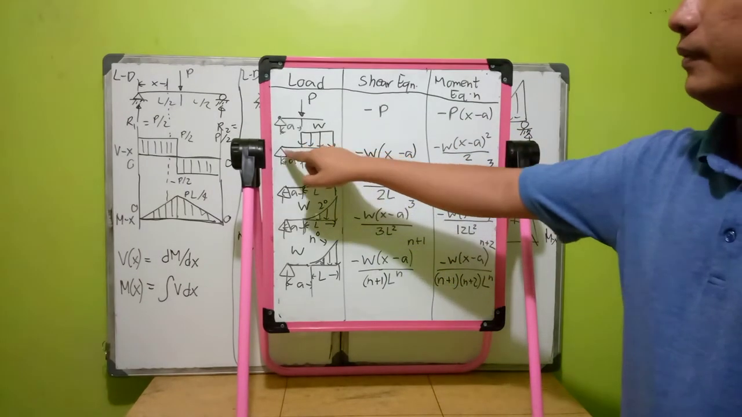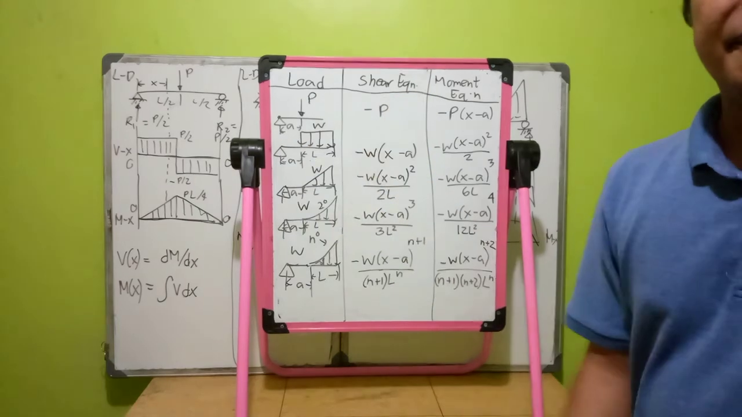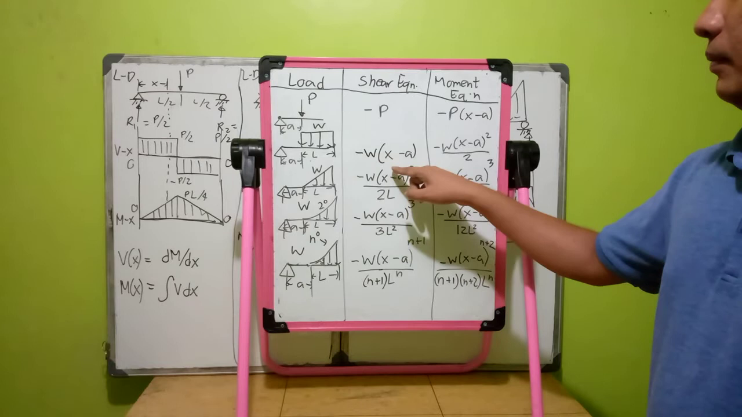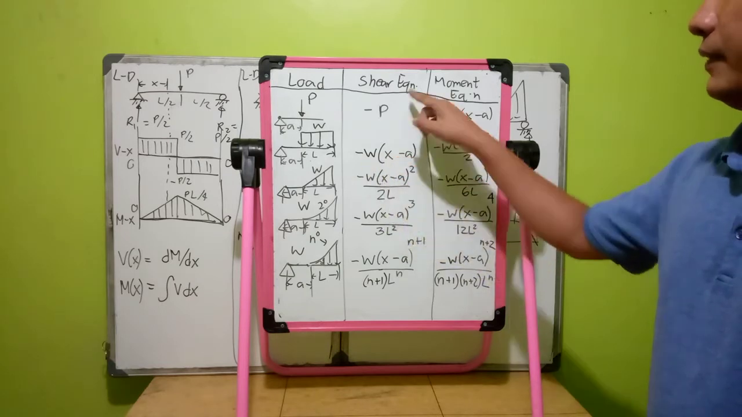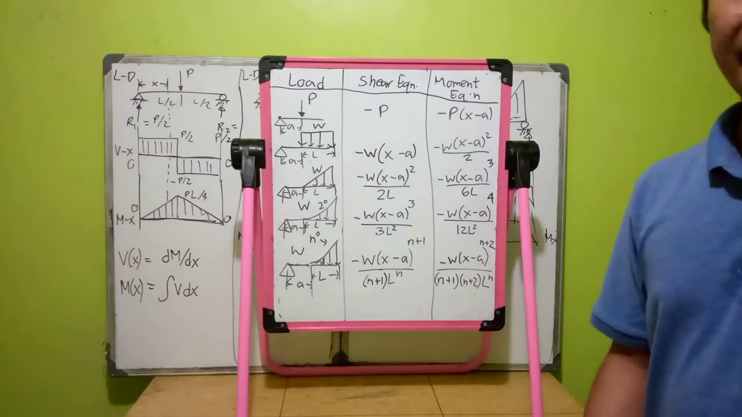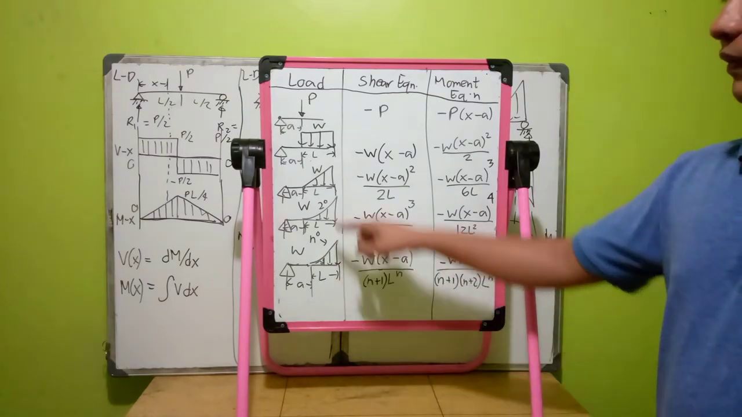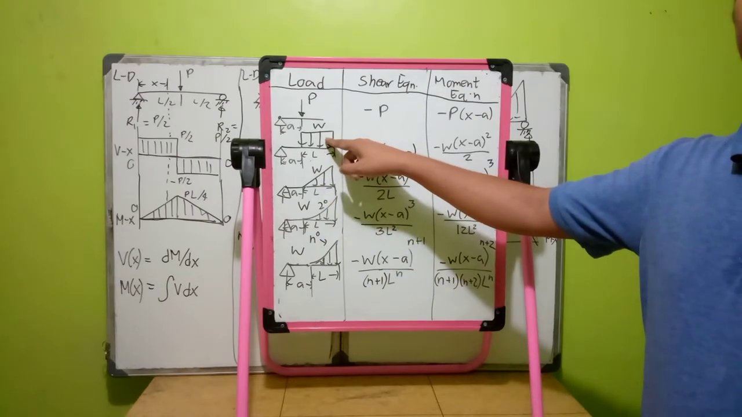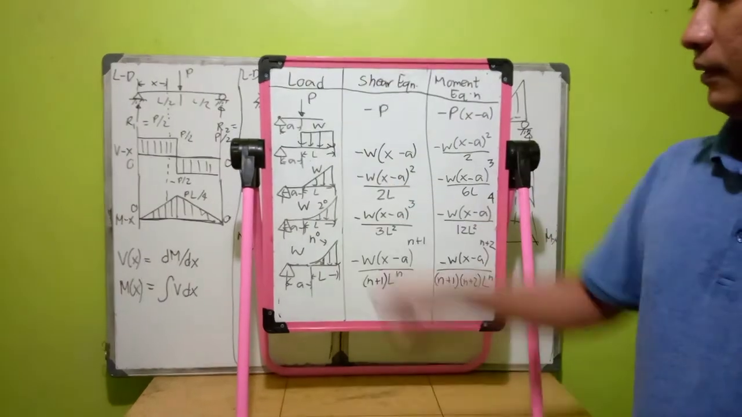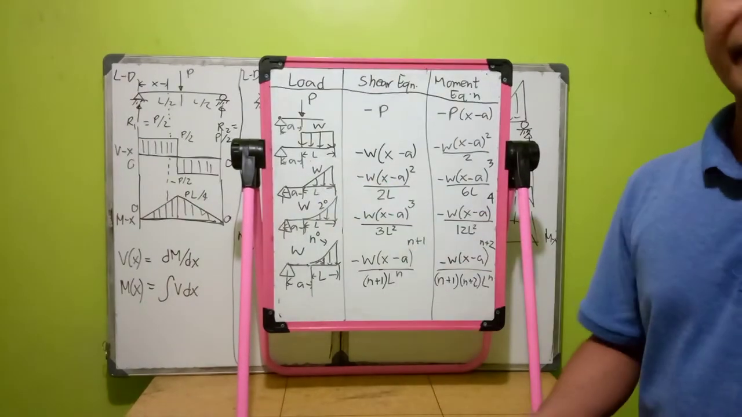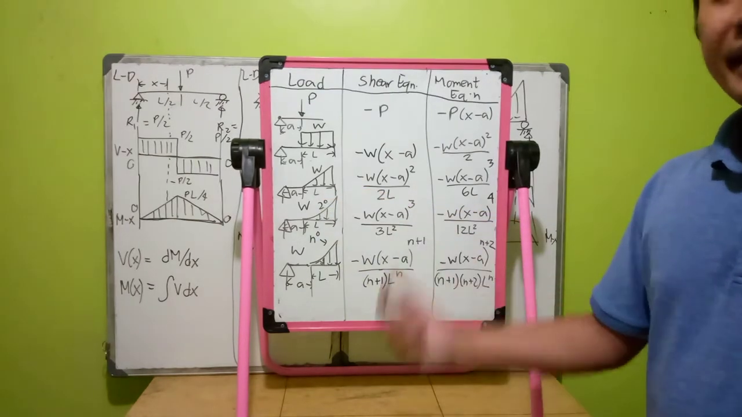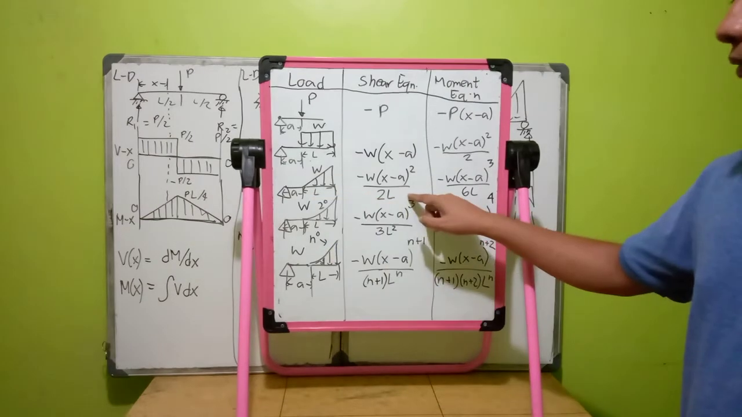And if your W started at the leftmost side of your beam, it will become negative Wx for your shear equation and negative Wx squared over 2 for your moment equation. This is good for your uniformly distributed rectangular load. So what if it is a uniformly varying triangular load, in increasing order?